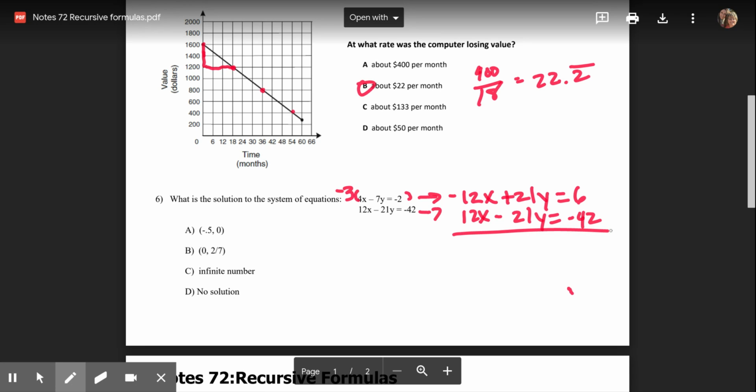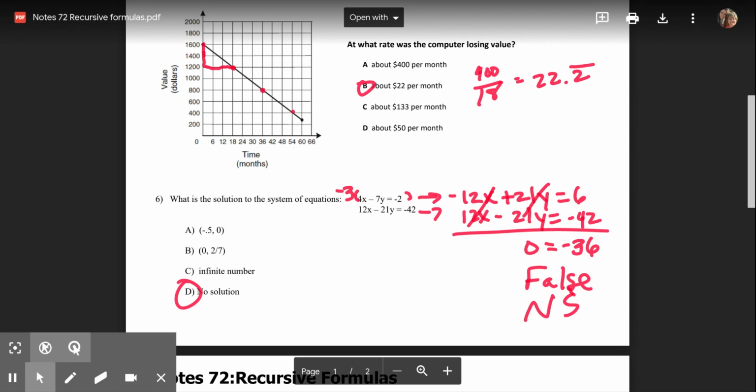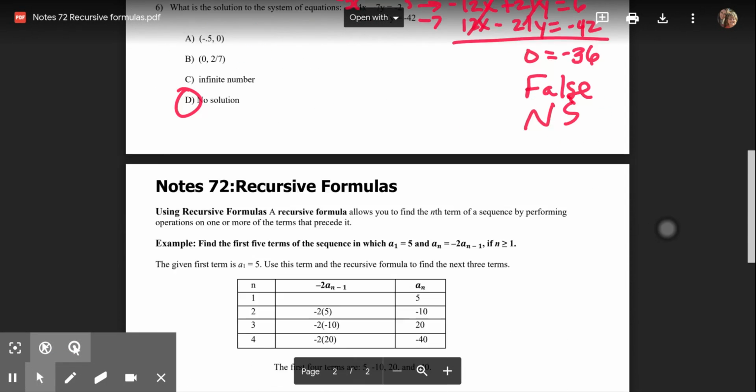So if you can see what happens, both your x's and y's cancel out. So is 0 equal to negative 36? No, this is a false statement. Therefore, there is no solution. Okay, all right, so that was just a review.